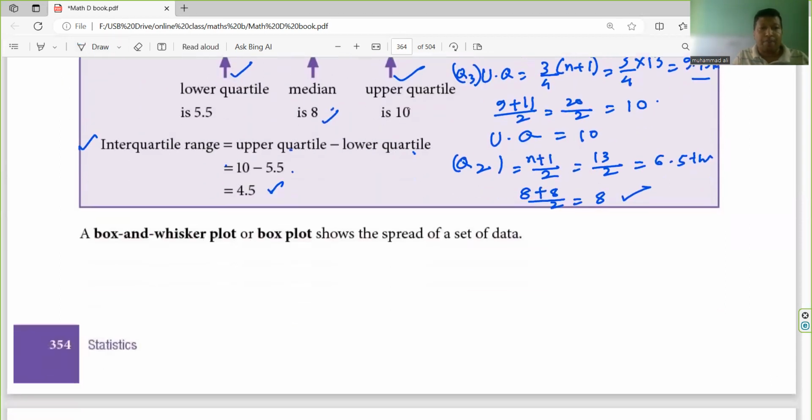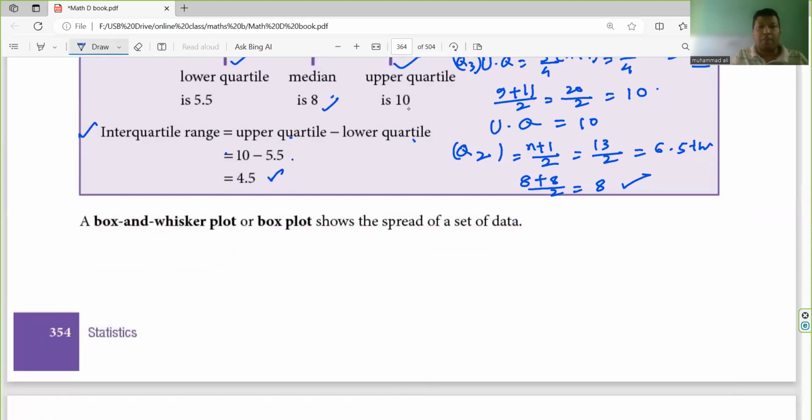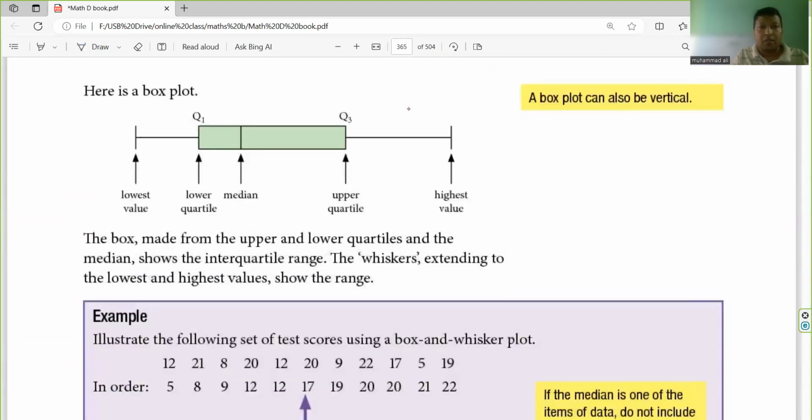Now, if we want to represent this as a box and whisker plot or box plot, it shows the spread of that data. Now see, in the box plot, this part will indicate the lower quartile. This part is indicated as the upper quartile. The middle one indicates the median, and among all this data, the highest value is indicated here, and this value indicates the lowest value. Okay, this is the box plot or box and whisker plot.